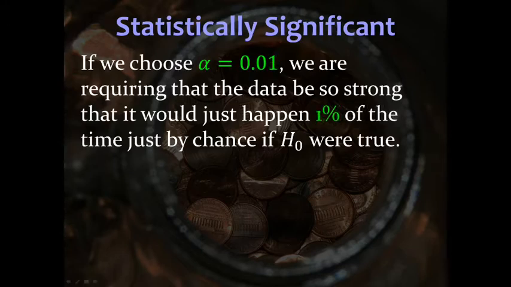If we chose an alpha of 0.01, we are requiring that the data be so strong that it would happen 1% of the time just by chance if the null hypothesis were true. So the idea is, if alpha is 0.01, statistical significance means the p-value must be under, or less than, 1%. In other words, the chance of the result that we got happening was less than 1%. In fact, it was so unlikely that it gives us very strong evidence that the alternative hypothesis is true.